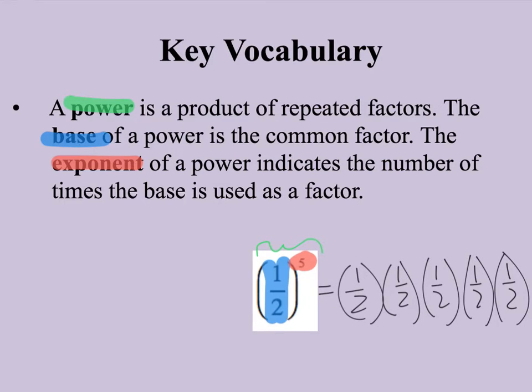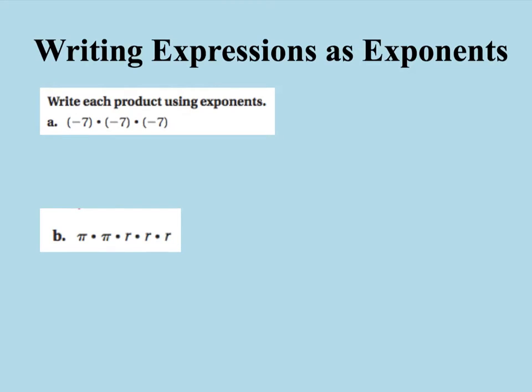All right, now that we've talked about some key vocabulary, please make sure you have it available next to you because I will be referring to this vocabulary throughout the rest of the lesson. All right, so now that we know some key vocab, let's get into writing expressions as exponents. So our first example here says to write each product using exponents.